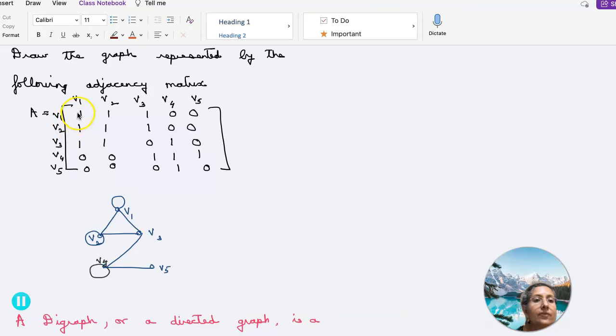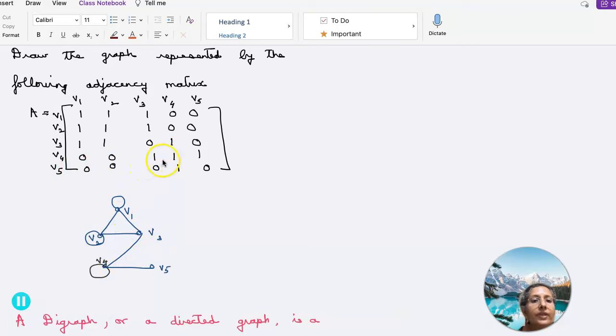So you can see that V1 is incident to V1, so we draw a loop. V1 is incident to V2, so we draw an edge connecting V1 and V2. V1 is incident to V3, and that's it. V2 is incident to V1, it is already there. V2 is incident to V2, so we draw a loop, and V2 is incident to V3. V3 is incident to V1 and V2, which is already there, and V4, so we connect it.